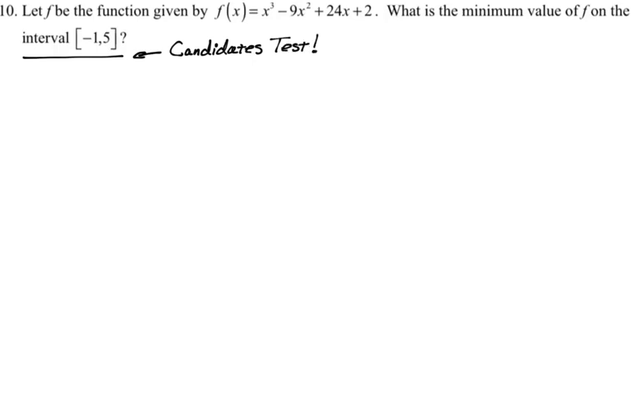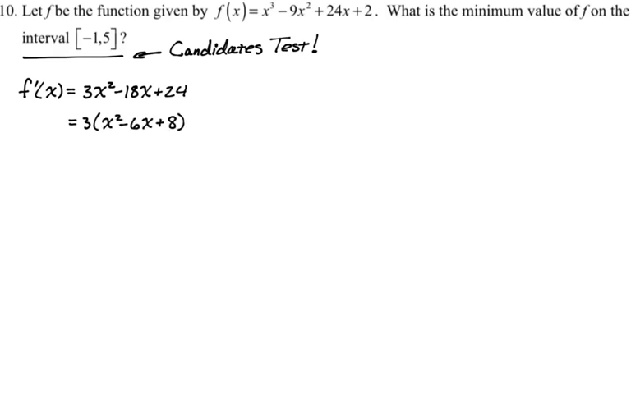It's not asking me to justify it, but the function is continuous, therefore by the candidates test, the absolute max and min occur at an endpoint or a critical point, but we don't have to write that because it's multiple choice in theory. So I'm going to find the critical points, which means I need the derivative, so use the power rule: 3x squared minus 18x plus 24. We can factor a 3 out and make our lives easier: 3 times the quantity x squared minus 6x plus 8.